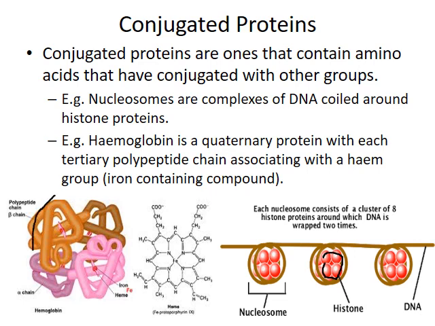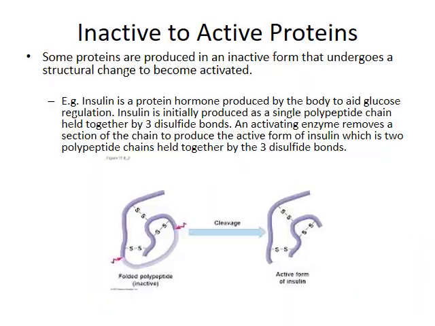Hemoglobin over here, as you would know, has four polypeptide chains, but it also contains this little molecule here, which is called a heme group, an iron-containing compound. So we say they're conjugated. Yet another addition to our protein knowledge.